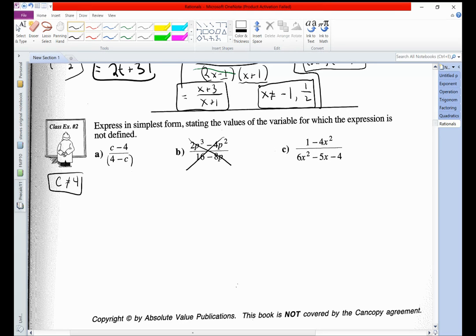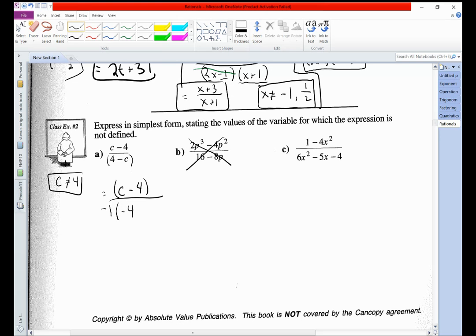And hopefully you recognize that, these aren't exactly the same, but we can do a little bit of tinkering to make them the same. So if you factor a negative 1 out of the bottom, the top stays the same, c minus 4. But if you factor a negative 1 out of the bottom, it's going to change the signs of both of the terms inside the brackets.